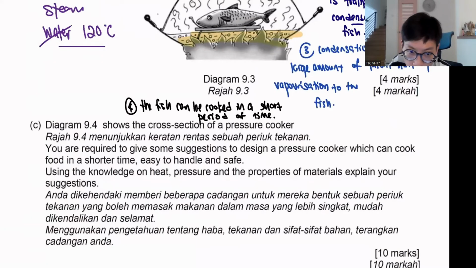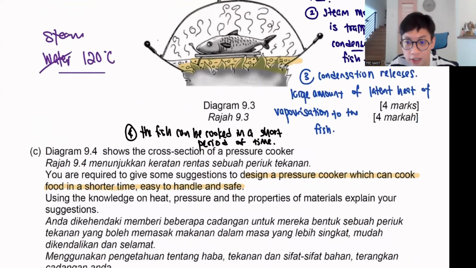Okay, using the knowledge of heat exposure, you can use something to design a pressure cooker which can cook food in a shorter time, easy to handle and safe, won't explode. So explain your suggestion.